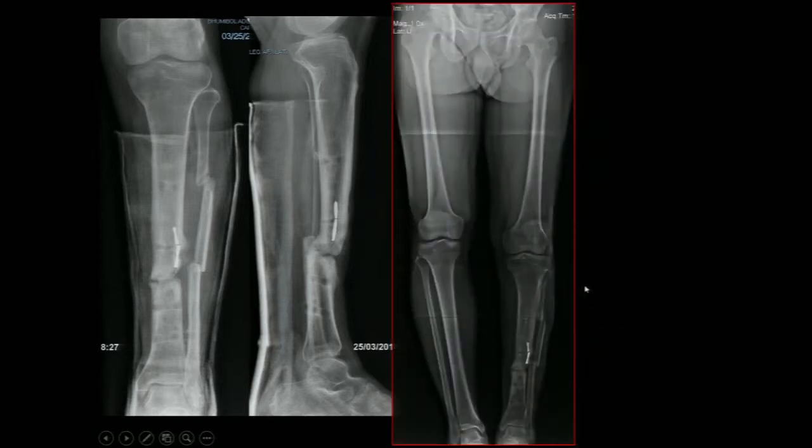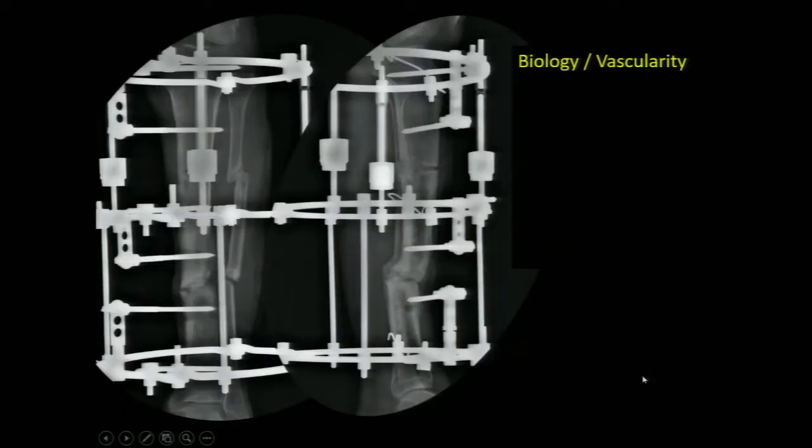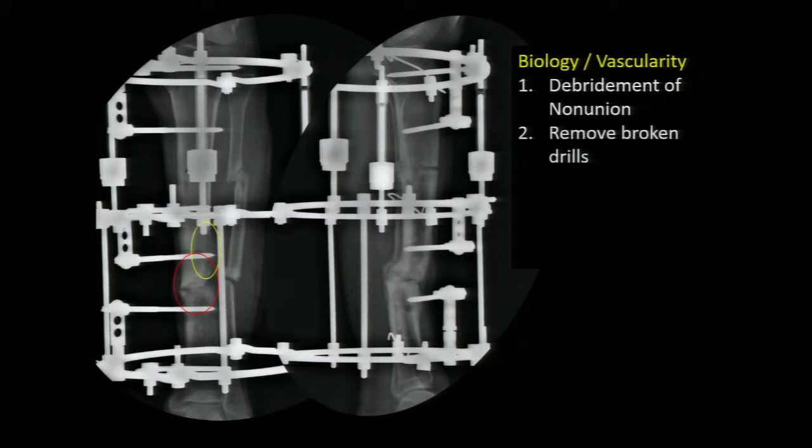Let's see, what's the problem? The problem is limb shortening of 4 centimeters. It's suitable for bifocal. The gap here, the non-union site, is about 1 centimeter. And you have 2 pieces of drill bit left for you to manage. So, the first is the biology. The bridement of the non-union. This is one part of the biology. You have to get rid of infection. You have to remove the broken drills because the tissue surrounding the drills may be infected.